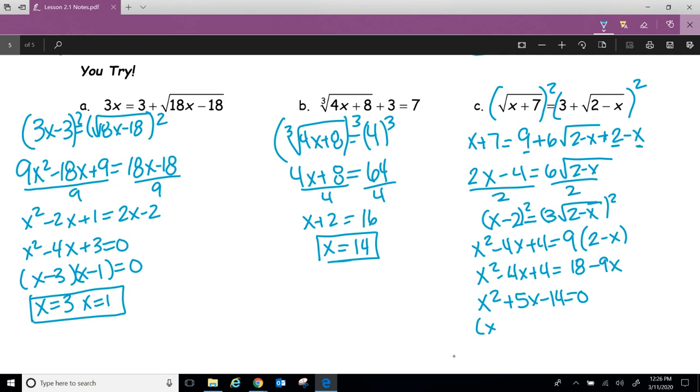Two numbers that multiply to give me negative 14, subtract to give me 5 would be positive 7, negative 2. And so x is equal to negative 7, or x is equal to 2. This time when you go back and check it, you will have an extraneous solution. I'll let you do it, or hopefully you did it on your own. That negative 7 doesn't work, so our only solution here is x equals 2.